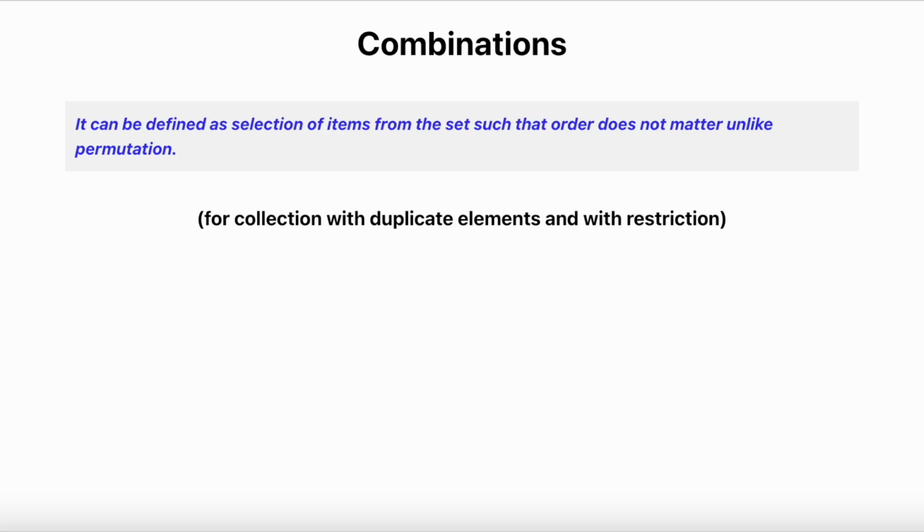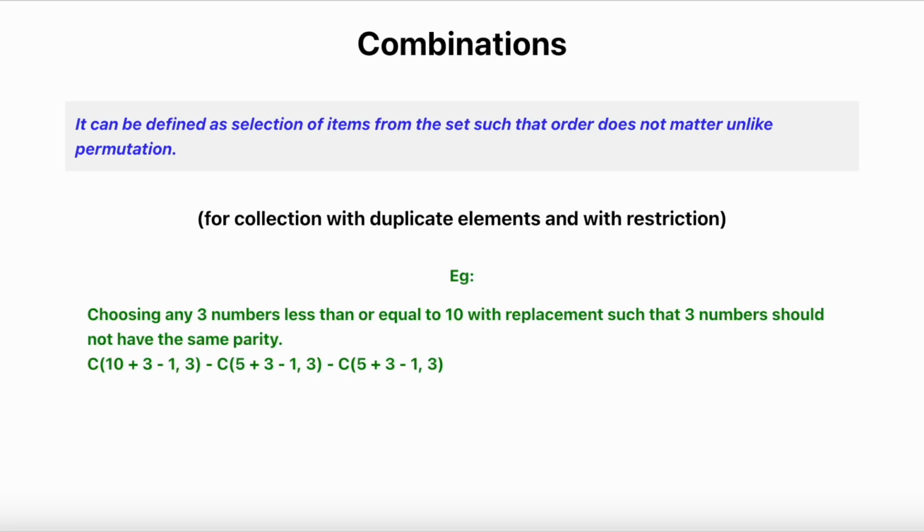Another type is with restriction, where we just have to include the combinations that satisfy the restriction. For example, choosing any three numbers less than or equal to 10 with replacement such that the three numbers should not have the same parity is C of 10 plus 3 minus 1 comma 3, minus C of 5 plus 3 minus 1 comma 3, minus C of 5 plus 3 minus 1 comma 3.